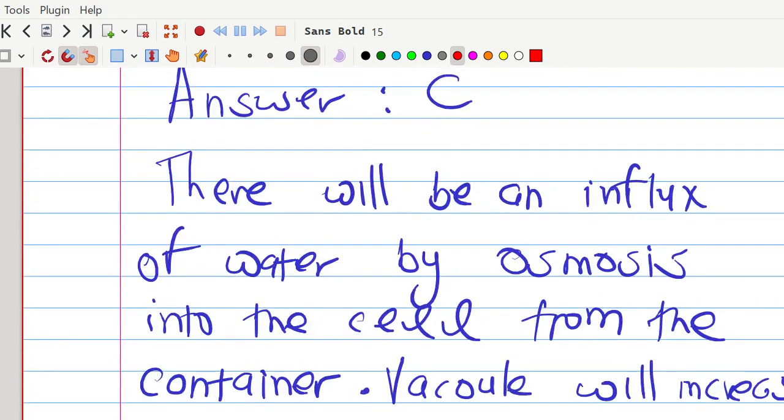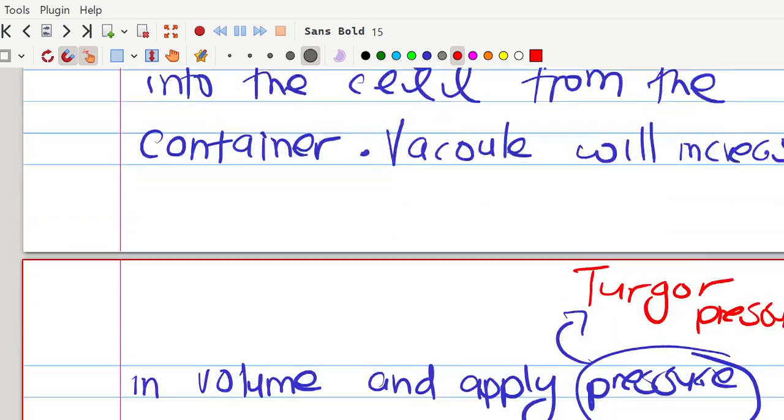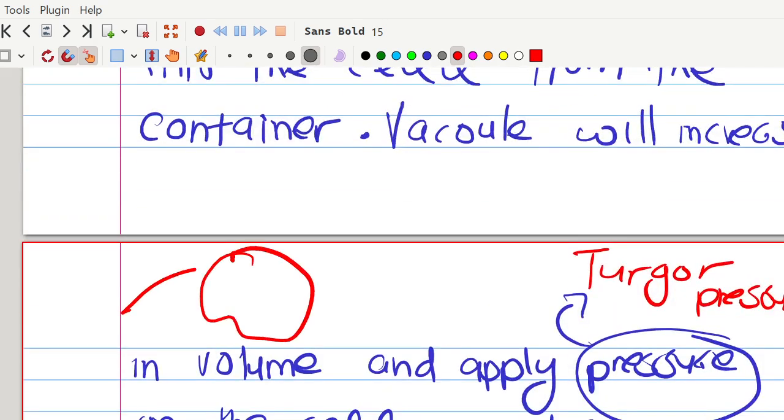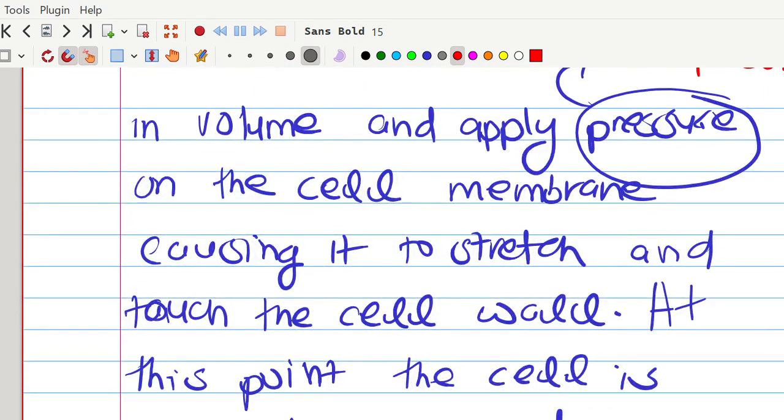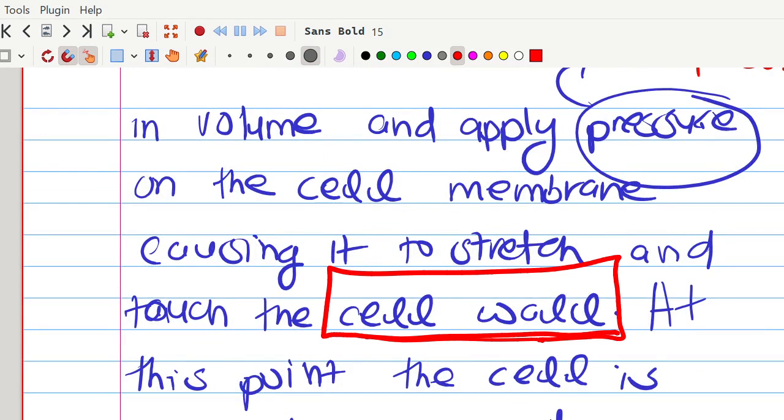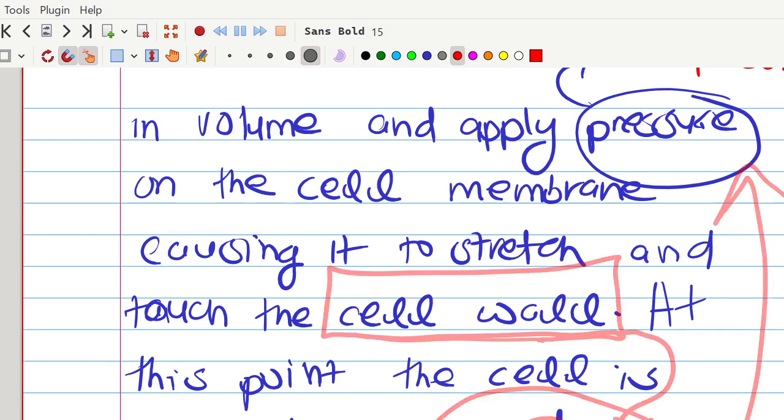Our answer is C. There will be an influx of water by osmosis into the cell from the container. The vacuole increases in size, it increases in volume. It occupies more space in the cell and applies pressure on the cell membrane, causing it to stretch and touch the cell wall. The cell wall gives the cell shape and also protects the cell from mechanical damage. The cell will not burst but becomes full of water, turgid and firm, due to what? Turgor pressure. So that's it.